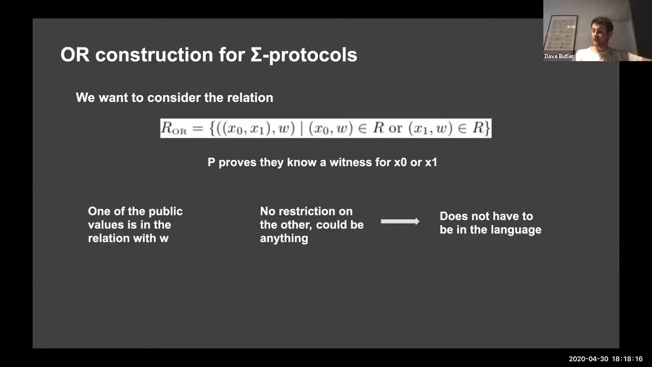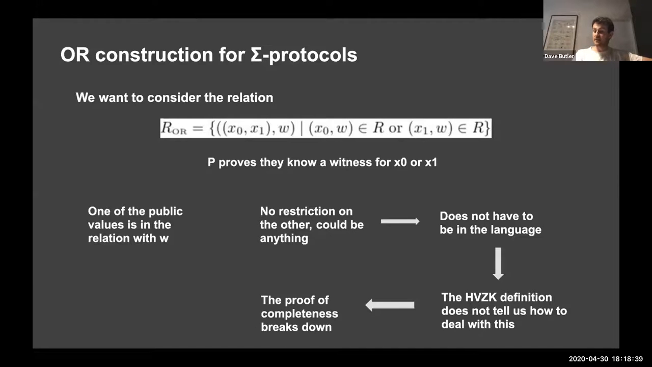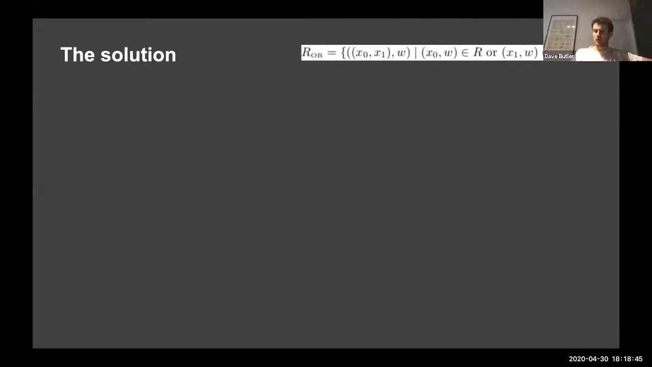What we have here is very expressive. The issue that we find is that the honest verifier zero knowledge property is actually needed in the proof of completeness. But the honest verifier definition doesn't tell us how to deal with anything that's not in the language. It only tells us what to do when X and W are in the relation. In particular, we find that the proof of completeness breaks down when we don't know what to do here. So what's the problem here? Or what's the solution?